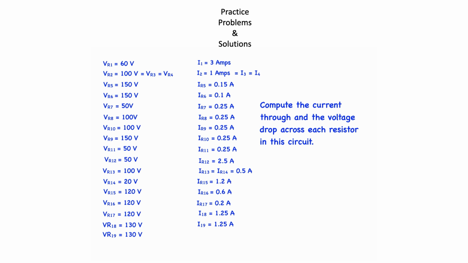We have successfully computed the current through and the voltage drop across each resistor in this circuit. Any circuit with a single power source can be reduced to one equivalent resistance, no matter how complex, and can be solved in a manner similar to the preceding procedure. This, by the way, is also known as Thevenin's theorem.